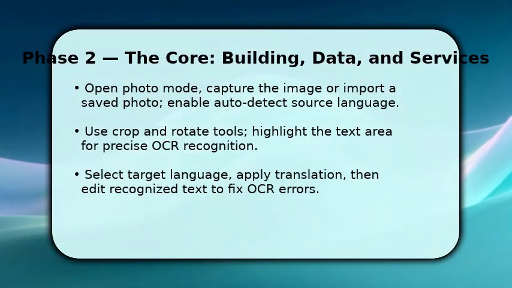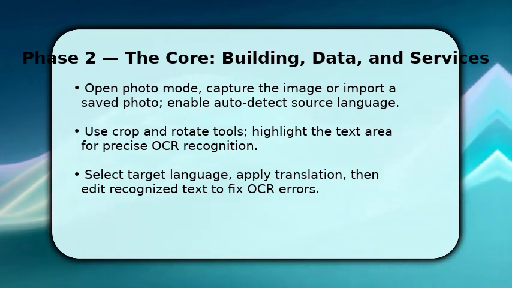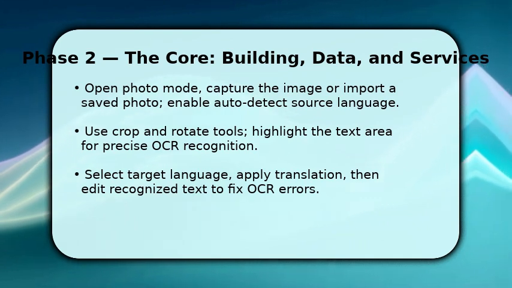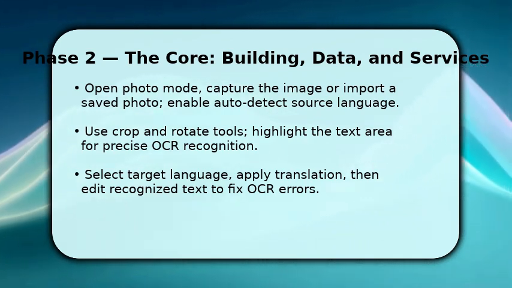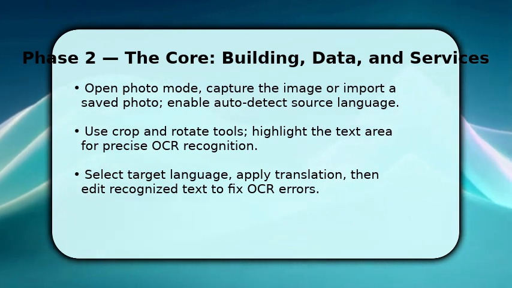You now import or capture the photo inside the translation app, making sure auto-detect for the source language is on so the app can recognize unfamiliar scripts. Once captured, crop tightly to the text block and rotate to correct orientation. This narrows OCR scope and improves results.